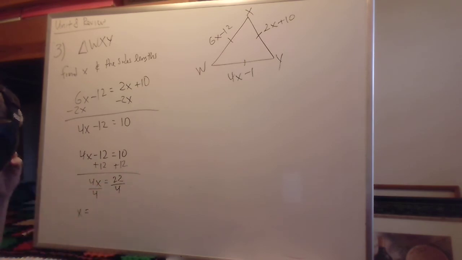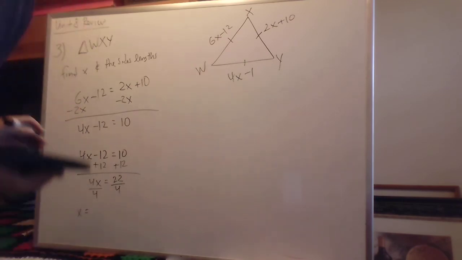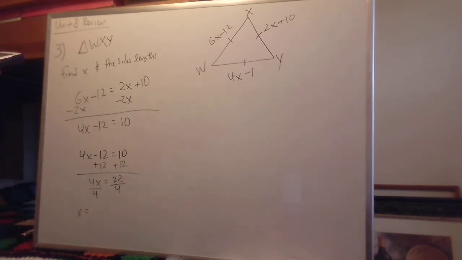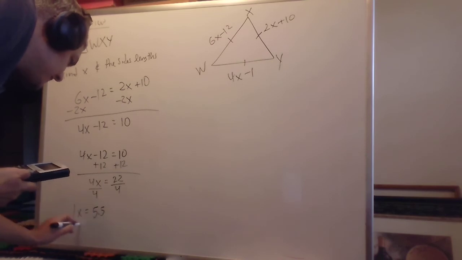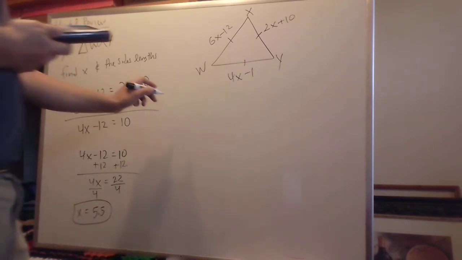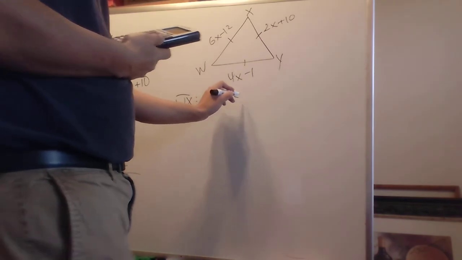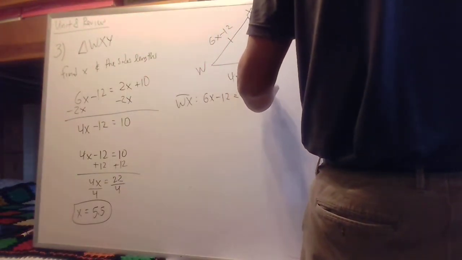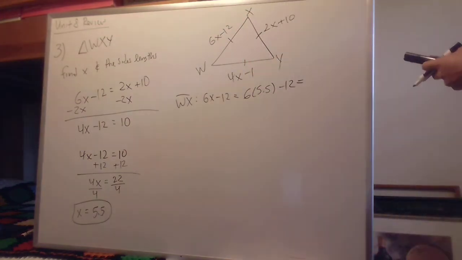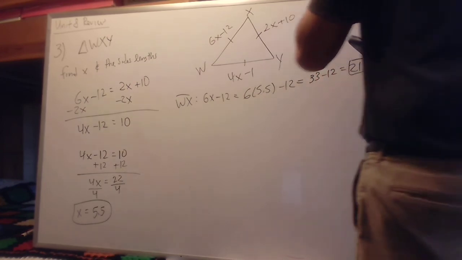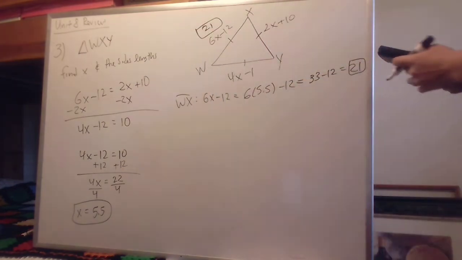So x equals 22 divided by 4. It's going to be about 5 point something. We could leave it as a fraction, but at this time I'll just leave it as a decimal. So that's 5.5. And if x equals 5.5, we're going to plug that in for WX to solve that side length. So we're going to go 6 times 5.5 minus 12. 6 times 5.5 is equal to 33, minus 12, so that's equal to 21. So side length WX is equal to 21.